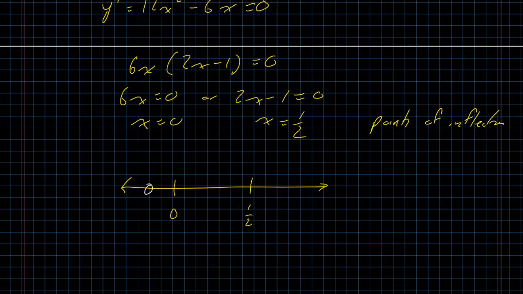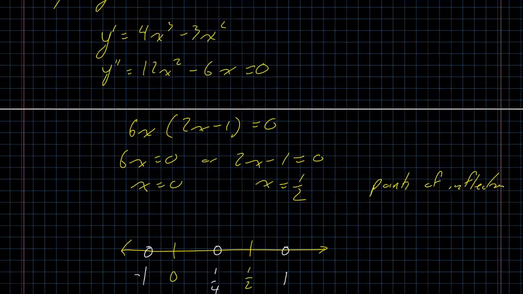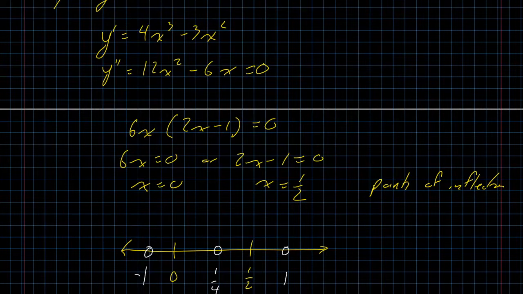So if I pick any number over here, like say -1, and any number in between here, like say 1/4, and any number over here, like +1, whatever y double prime is, positive or negative at that point, it will be the same positive or negative at every point in that range. All right, let me scroll up a little bit so I can actually see y double prime on the screen. 12 times -1 squared is 12, minus 6 times -1 is +6, so that's 18, but again, the only thing that matters is that it's positive.